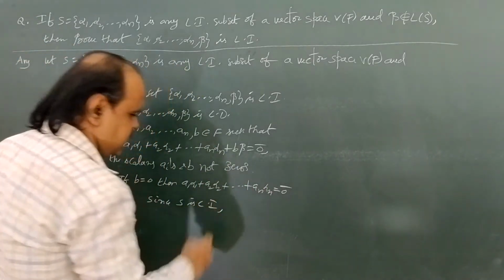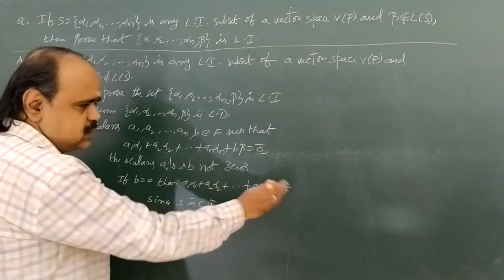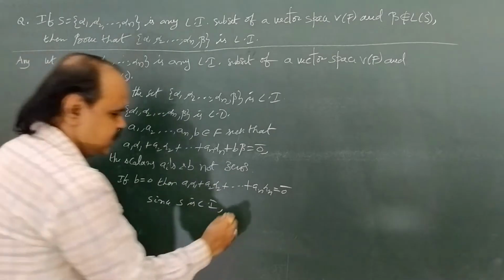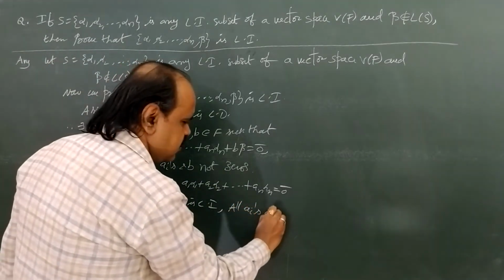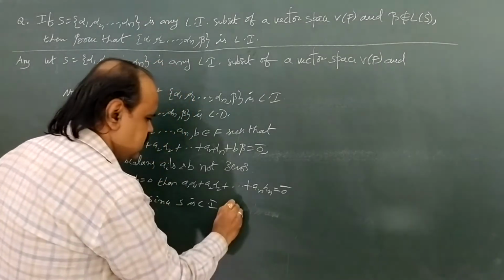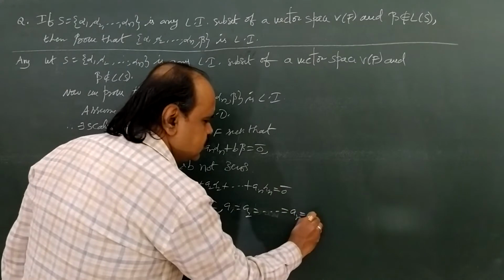Since capital S is Li, here the linear combination is 0 and all the scalars are 0. Why? Because capital S is Li. All the Ai's are zeros. A1 equal to, A2 equal to, and so on, equal to An equal to 0.